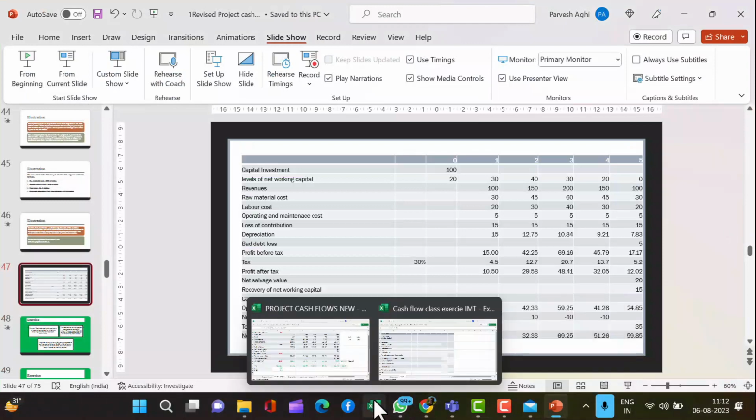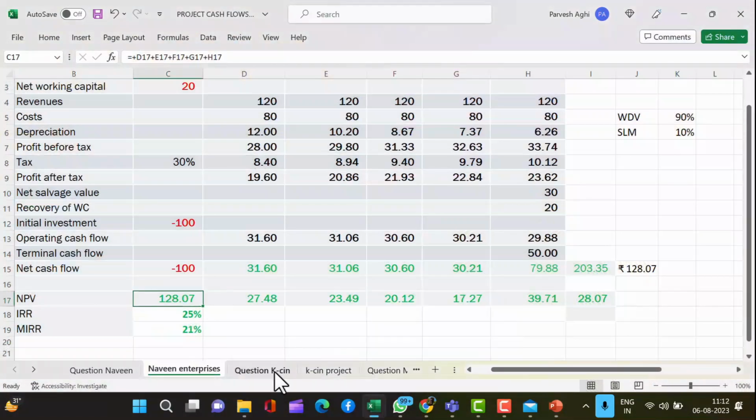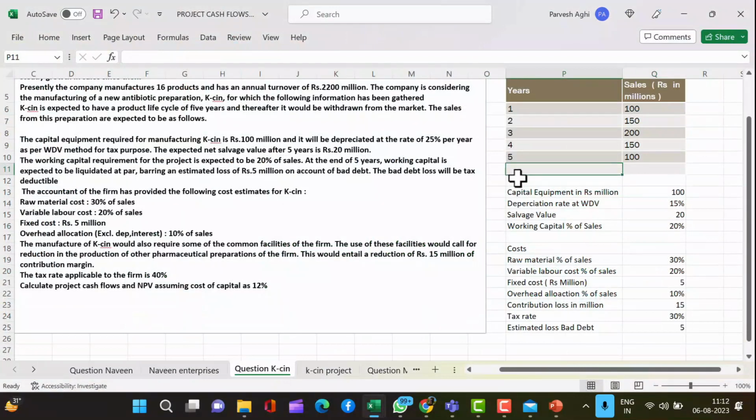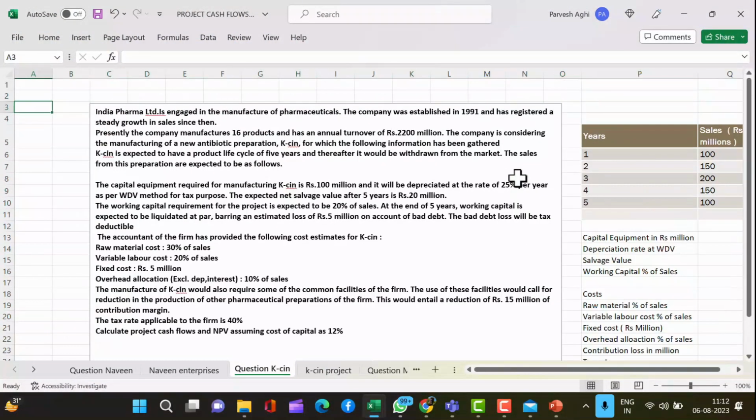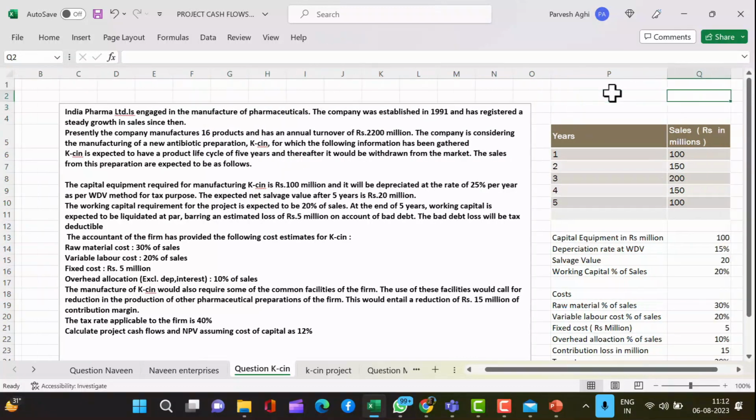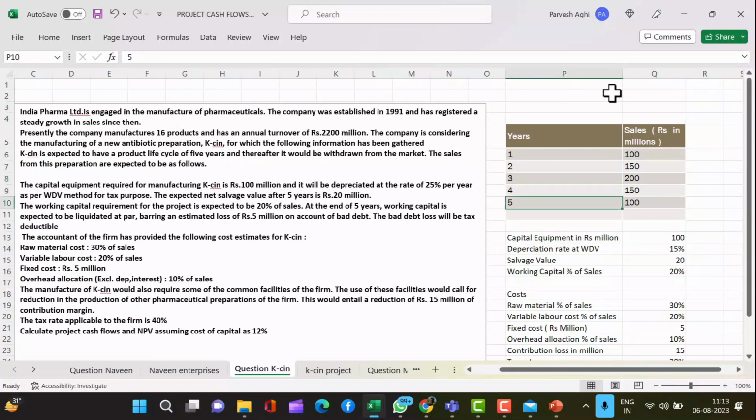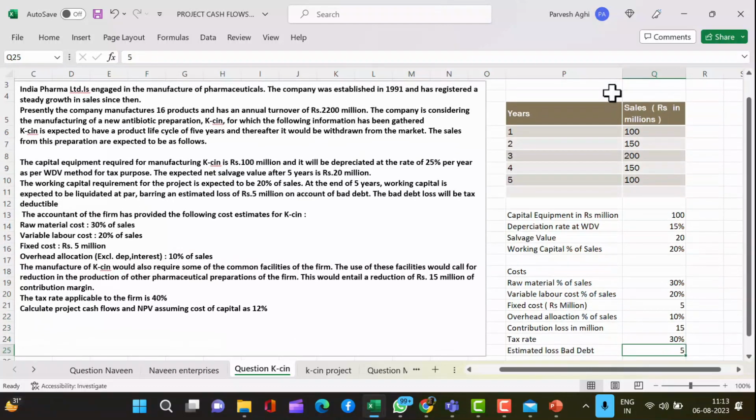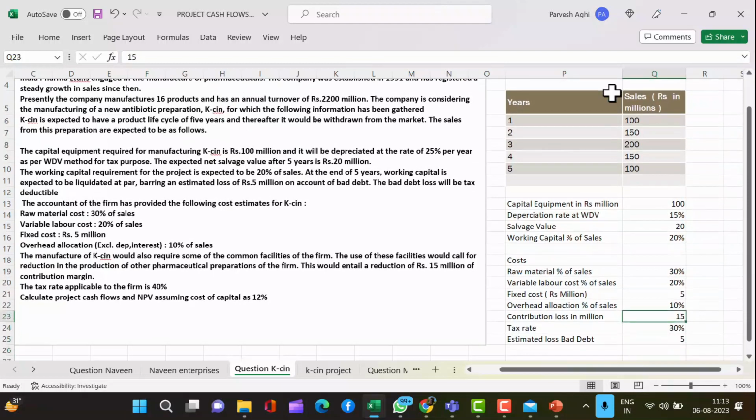Open this Excel sheet. Have you all opened? This is the same question. What I have done is I have put some numbers here: the sales, capital equipment, depreciation rate, salvage value, working capital, percentage of sales, cost of raw materials as percentage of sales, variable cost 20%, fixed cost, overhead allocation 20%. We're going to ignore this. Contribution loss in million 15, tax rate, estimated loss of bad debt. Is that okay, everyone? Just go through, and then we come to this.